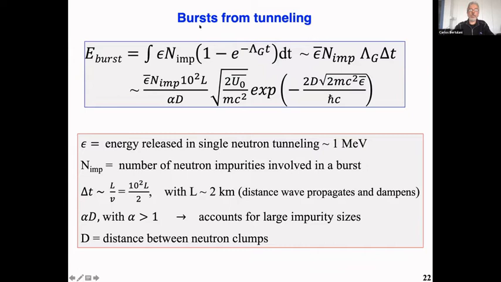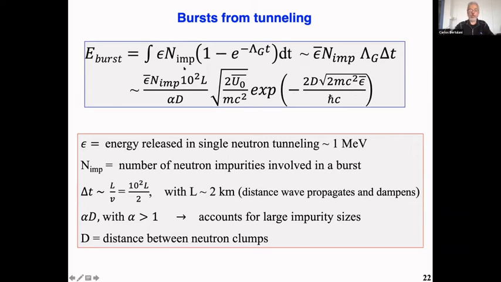If I want to calculate the total energy of a burst due to tunneling, I would have to have the average energy due to tunneling. Only the valence nucleons will tunnel. The ones below in these pockets will not, because of Pauli blocking in the other regions. So the valence neutrons are the ones that are probably tunneling. So it's about 1 MeV. Let's assume that. I have the number of impurities, which I don't really know. I will show you how I calculate it.